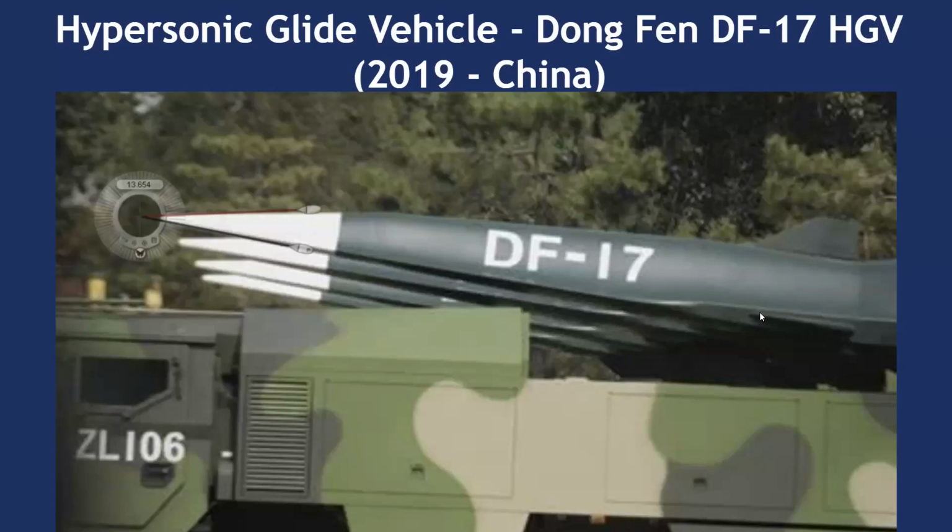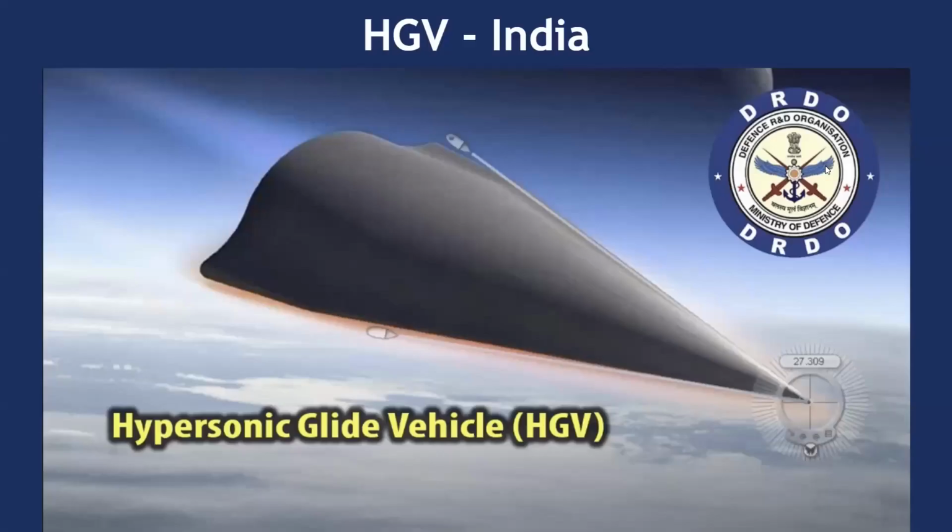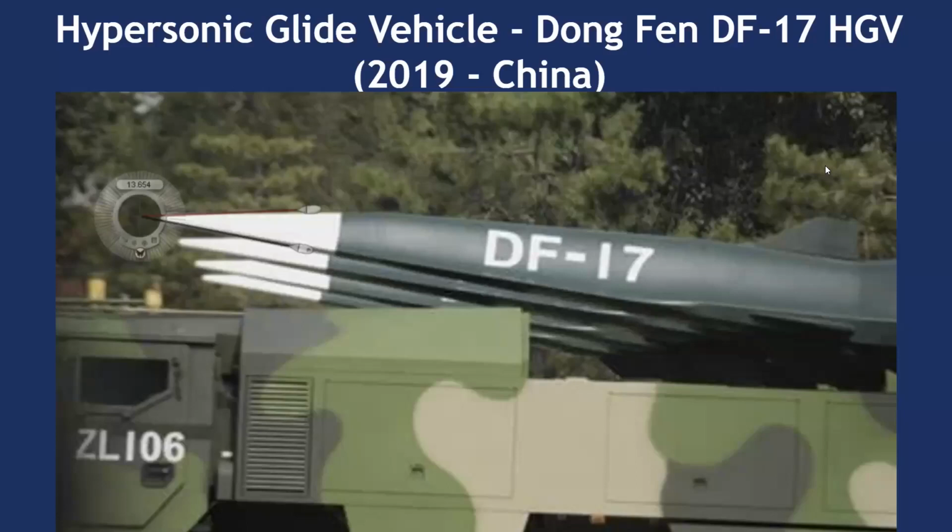Here's another example. This is the Dongfeng DF-17. This is an HGV, or hypersonic glide vehicle. This one was on display in 2019 in China, and I believe this is the one that they have successfully circumnavigated around the globe.